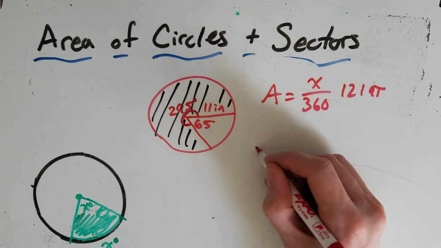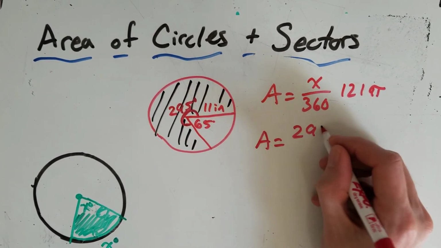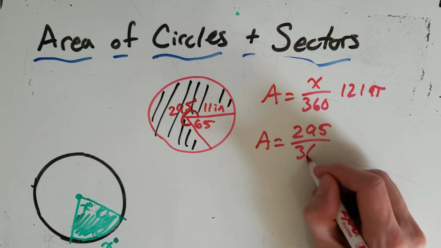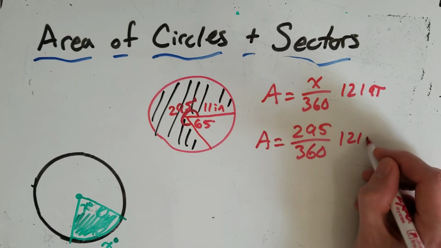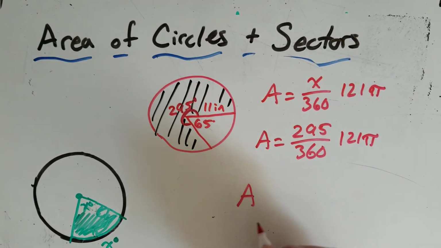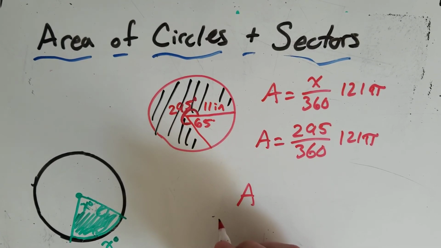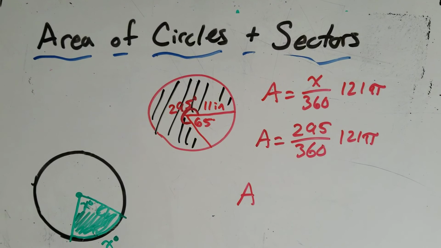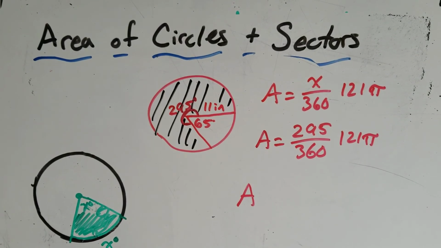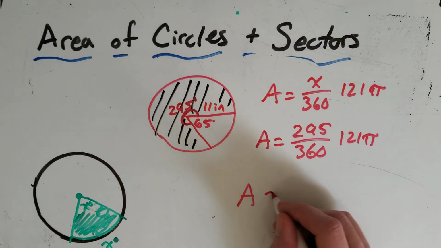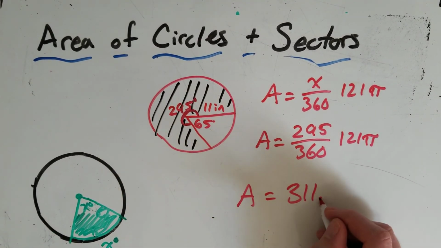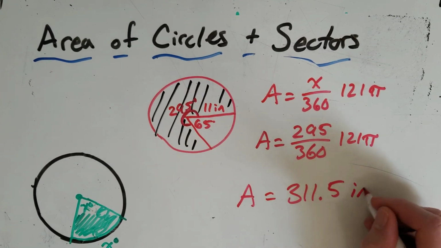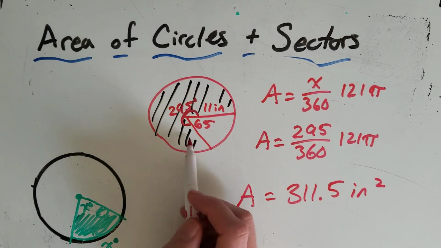So we're going to end up with an area equals 295 over 360 times 121 pi. And we'll just go right to a decimal for this one. So we have to multiply and multiply by pi. We end up with our area being 311 point, and if I round, I get 311.5 inches squared for the area of this sector.